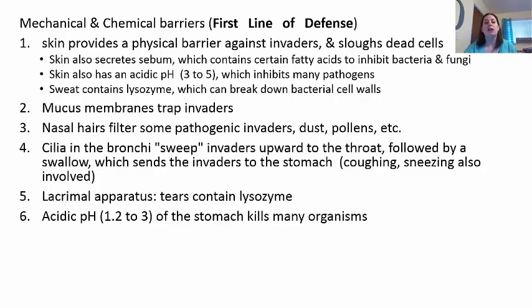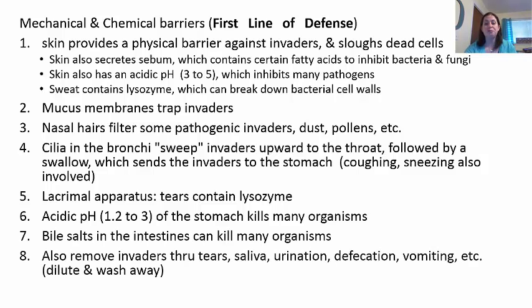This is because your stomach contains acid. You have acidic pH in your stomach, and it kills most organisms that it comes in contact with. We also see there's bile salts that are found in your intestines. A lot of them will kill other organisms. And also we remove invaders through any kind of fluid that we release, whether it's tears, saliva, urination, defecation, vomiting. All the purposes of those things are to dilute the invader, the problem, and to wash it away. All right, so that's what we see with our first line of defense, which are your mechanical and chemical barriers.